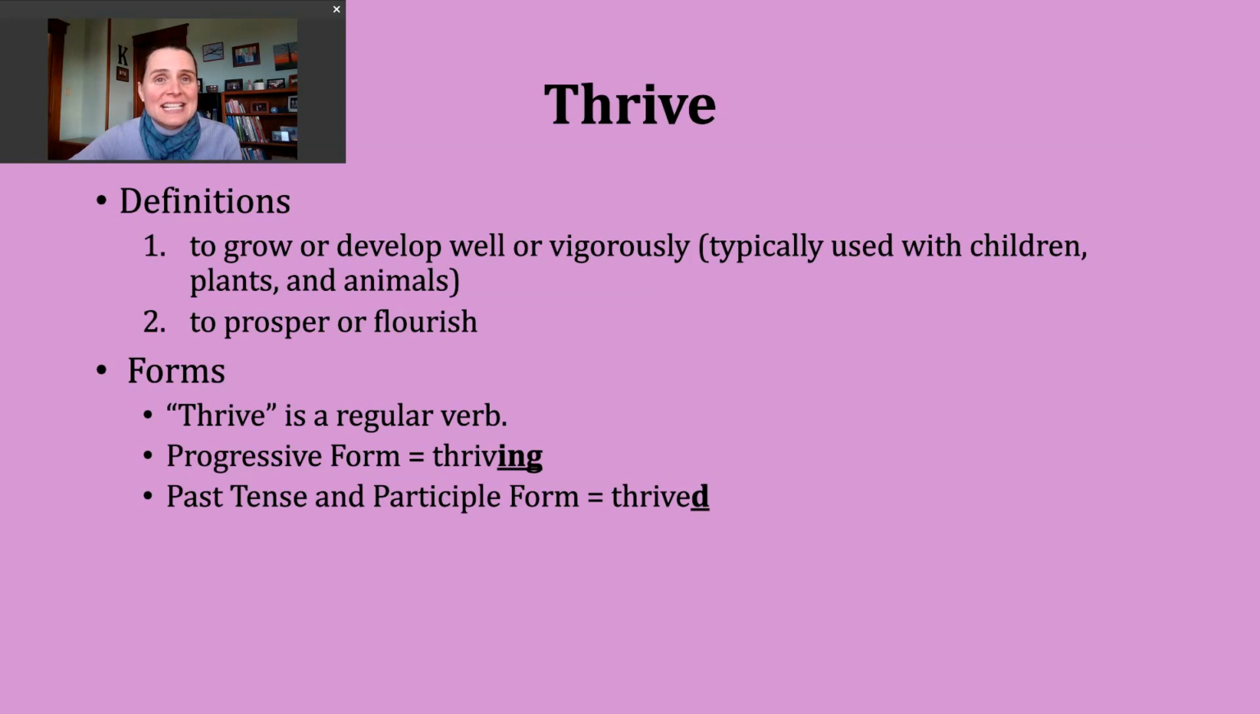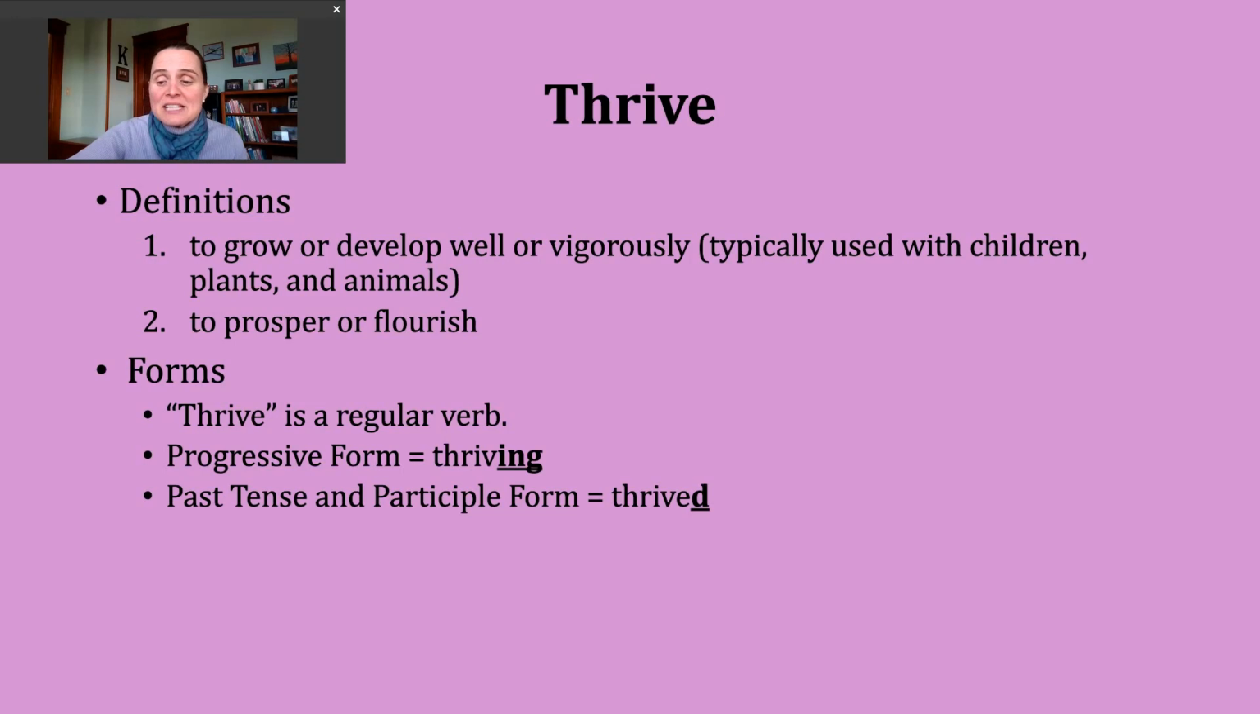Now our base verb, thrive, ends in a voiced sound. The consonant V sound is voiced. And this means that our ED ending is just going to make a D sound. So I'm not going to add an extra syllable to the word when I make the past tense or participle forms. So the past tense should sound like this: thrived, thrived.